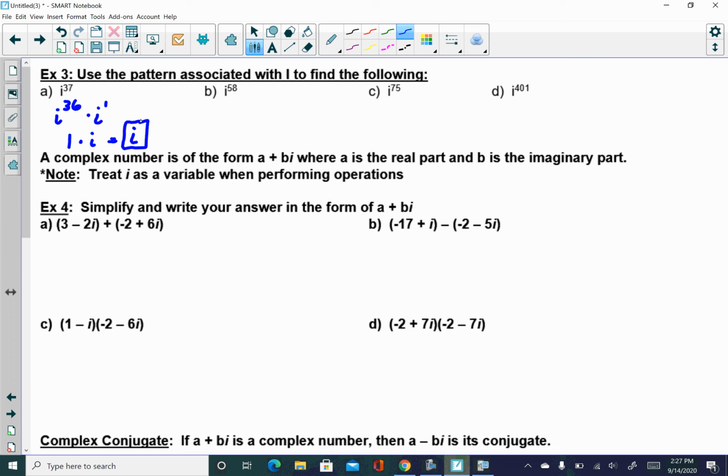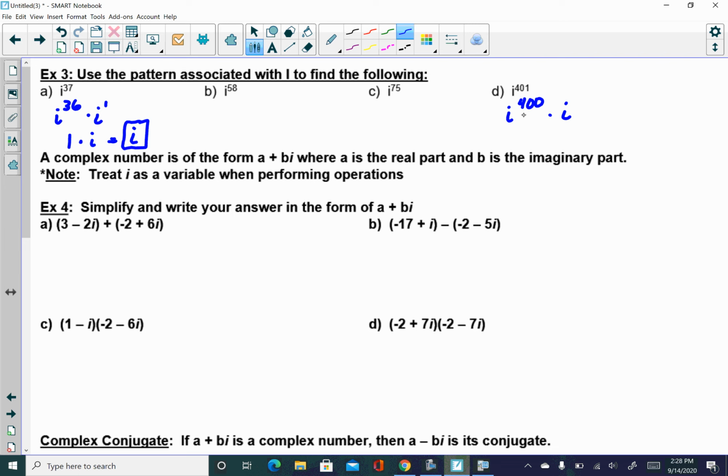Calculator may or may not have done that one. We know calculator is not going to do letter D out here, i to the 401st, okay? So I think of the highest multiple of 4 that will go into 401, and so I can think, okay, well, 400. So i to the 400th times i, right? Because remember, it's 400 plus 1, that gives me 401.